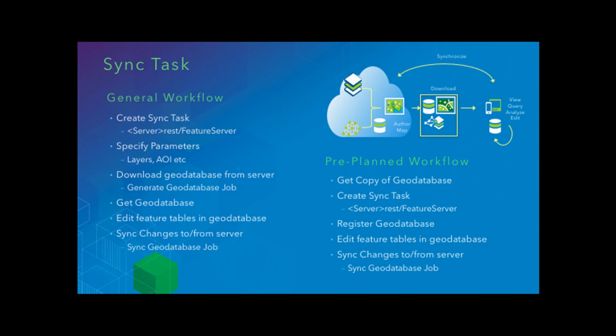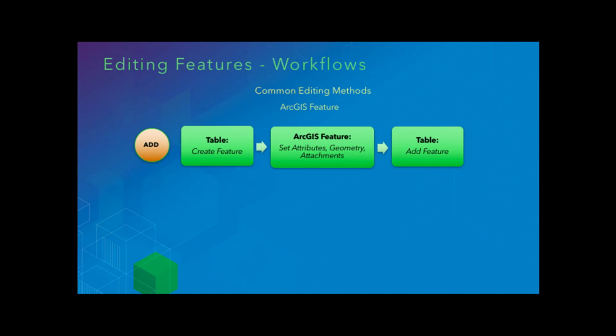Sometimes in a data collection workflow, a geodatabase is downloaded once using the generate geodatabase job, but copies of it are given and put into different users' devices. In such cases, each of the copies has to be registered with the original feature service the first geodatabase was created with. This way, the edits in the tables can be synced with the correct service. So that was sync task.